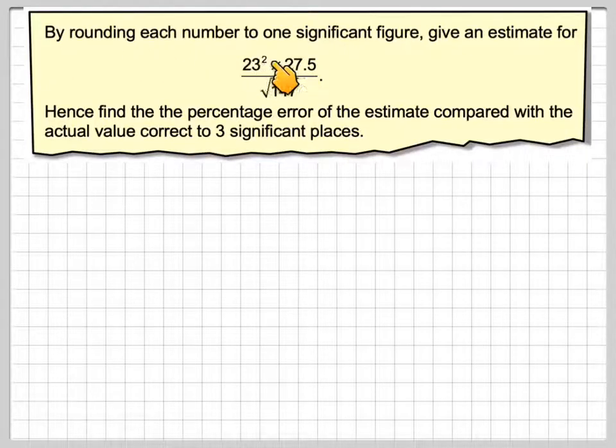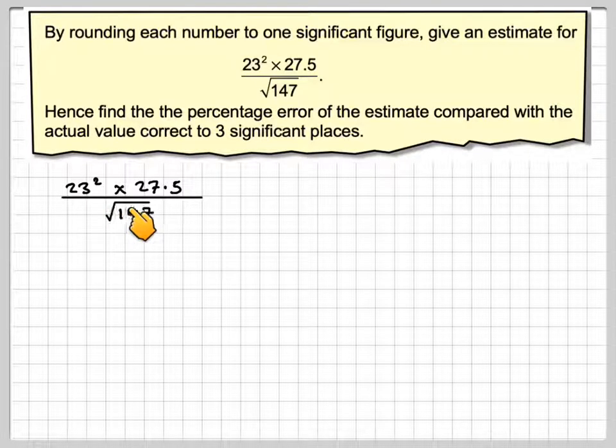By rounding each number to one significant figure, give an estimate for 23 squared times 27.5 over the square root of 147. Hence, find the percentage error of the estimate compared with the actual value correct to three significant figures.